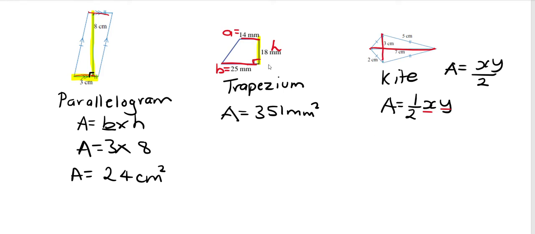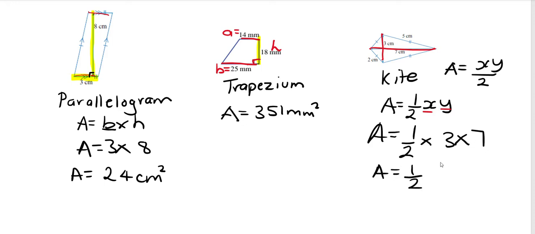So the area will be half of, or half times, X, 3, and Y times 7. So let's do 3 times 7 first. So 3 times 7 is 21. So what is half of 21? Or I can say, what is 21 divided by 2?